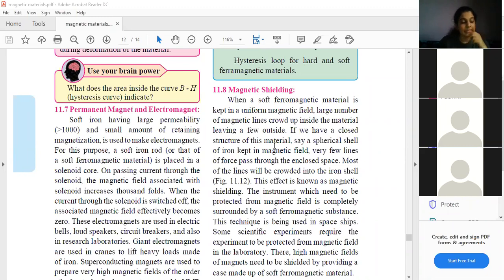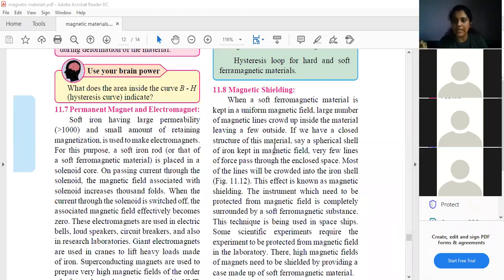See, the first statement is: the area enclosed by the hysteresis curve indicates energy loss per cycle. Now in bracket, write down: energy loss in applying external magnetic field. That is, the energy lost in applying the external magnetic field is the energy loss per cycle. So in bracket, write down energy loss in applying external magnetic field.